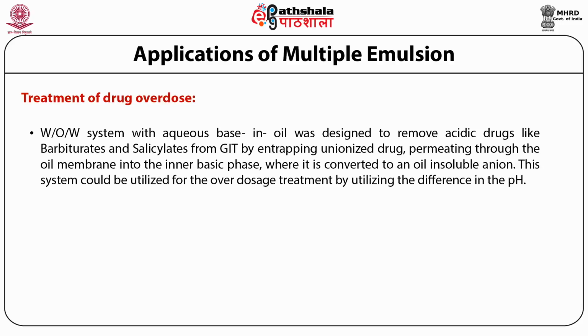In this emulsion, the inner aqueous phase of the emulsion has the basic buffer, and when the emulsion is taken orally, the acidic pH of the stomach acts as an external aqueous phase. In the acidic phase, barbiturate remains in unionized form, which transfers through the oil membrane into the inner aqueous phase and gets ionized. Ionized drug has less affinity to cross the oil membrane, thereby getting entrapped. Thus, entrapping the excess drug in multiple emulsion cures overdoses or drug poisoning.